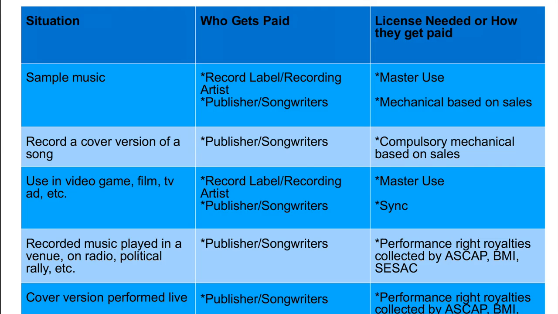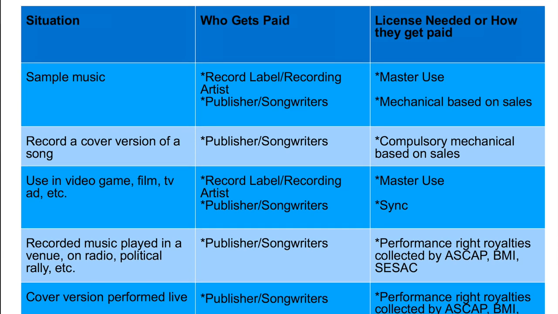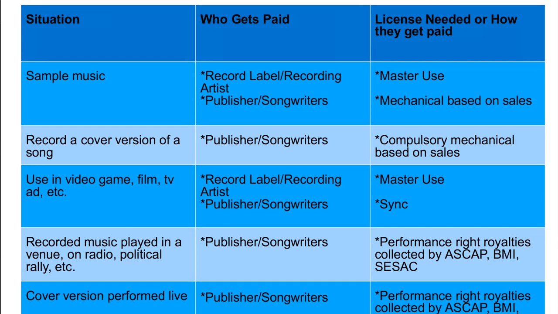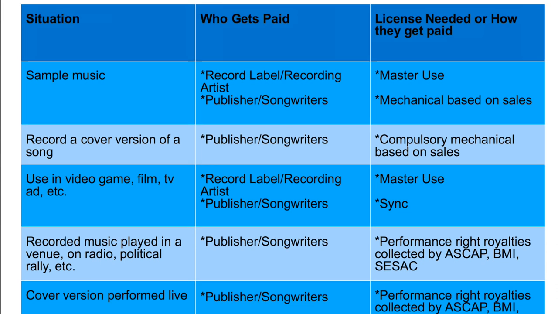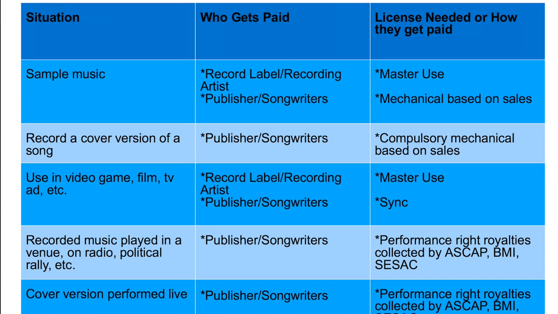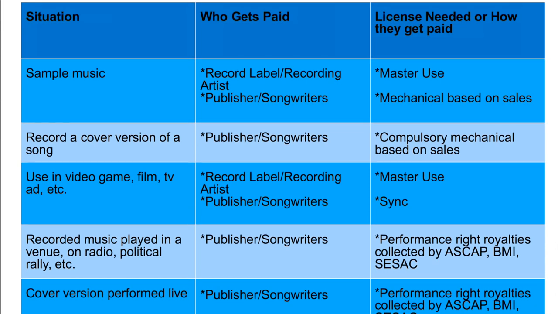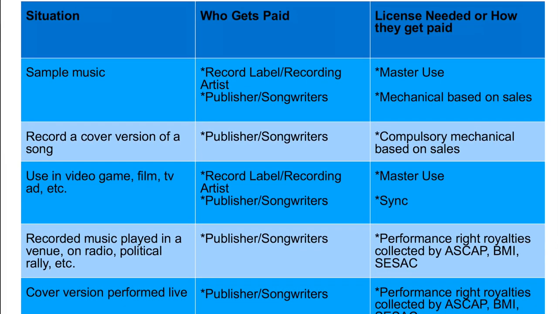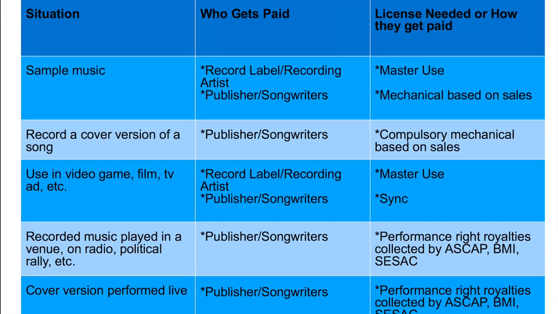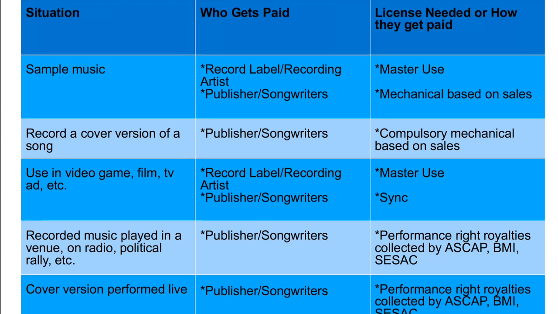Okay, here's a nice little chart that kind of breaks it down. So, situation: I want to sample someone's beat. Who gets paid? A record label and recording artist, and a publishing company and the songwriters get paid. What type of license do I need? I need a master use license from the record label for the sound recording, and I need a mechanical license, and I'm gonna pay based on sales from the publishing company on behalf of the songwriters.